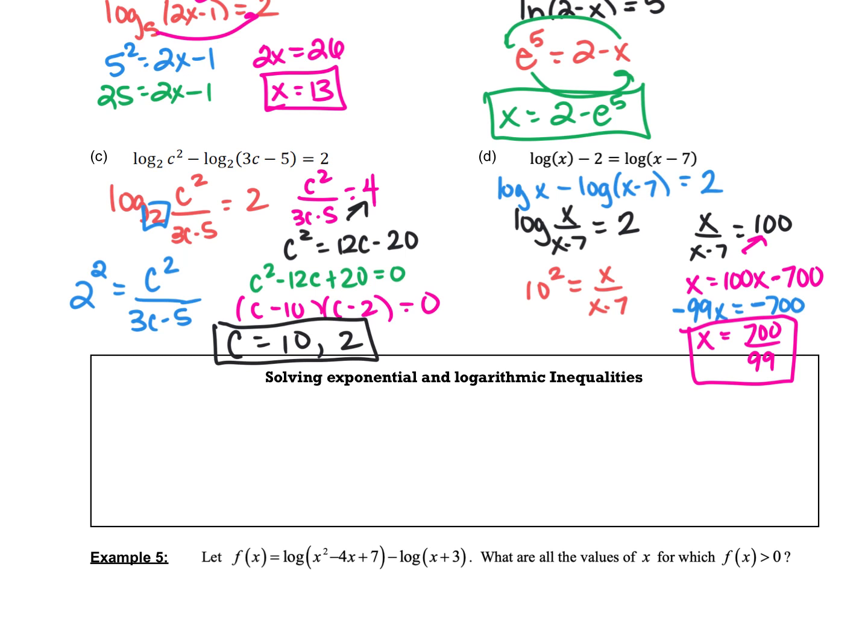Now, when we check that, we have to think for just a second. 700 divided by 99. If it was divided by 100, it would definitely be 7. All right. So it's a little more than 7. So is that going to cause a negative number when I plug it in up there? No. Okay. So I'm good.